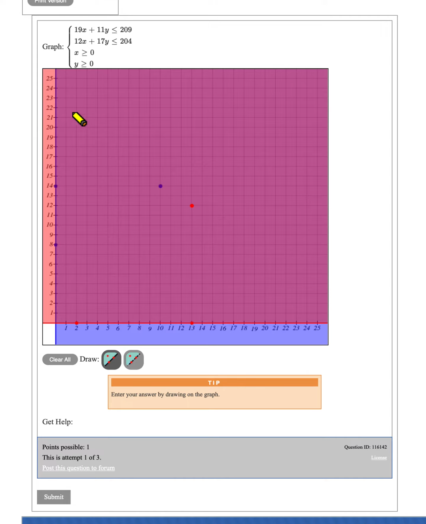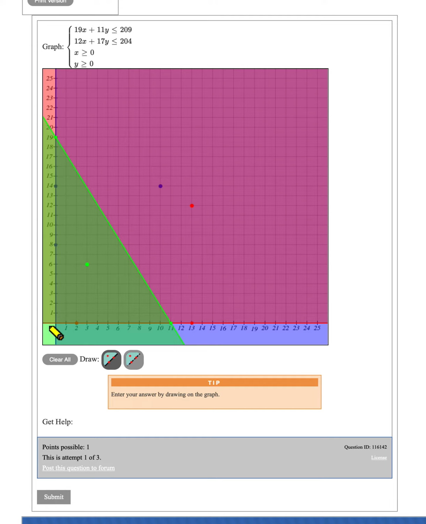So here, when x is 0, I bet y is going to be 19. And when y is 0, I bet x is going to be 11. And that's a less than, so we're shading on the inside. So right now, my answer is confined to that green triangle. And I'll do the second equation.